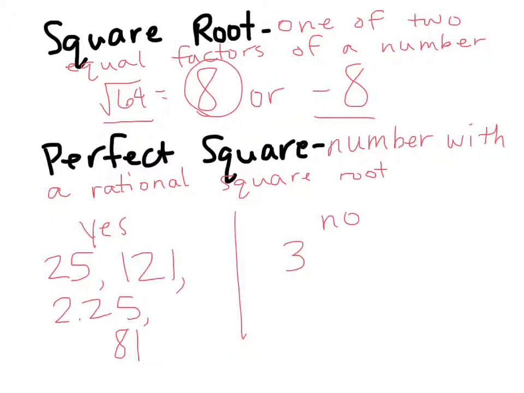Numbers like 3 and 18 and 20 are not perfect squares because there's no number that if we multiply it by itself gives us that value. Same thing if I do 3.6, because there's no number that if I multiply by itself gives me 3.6.